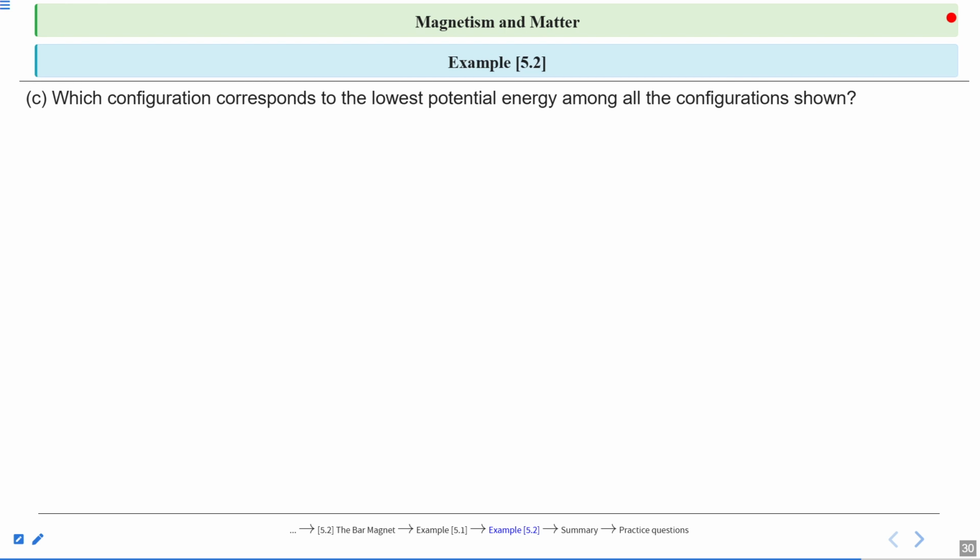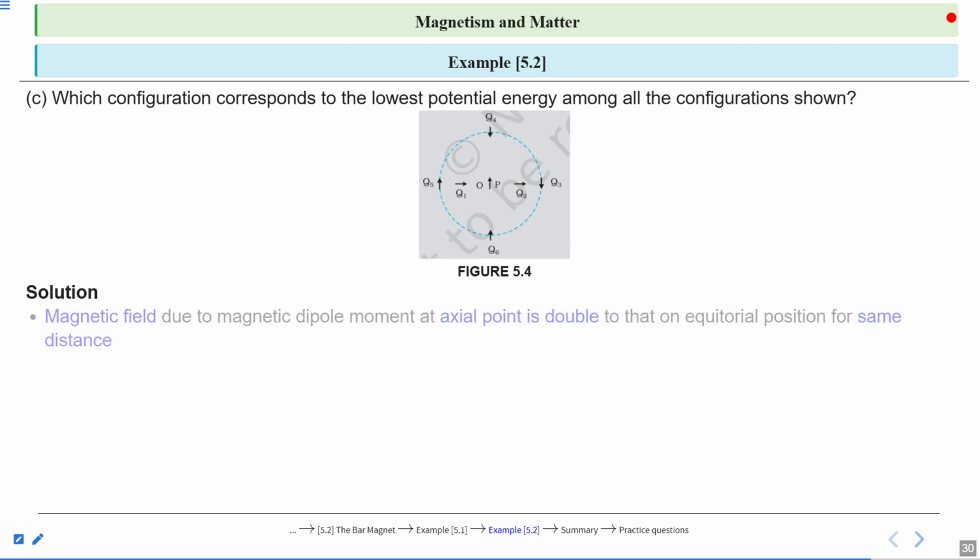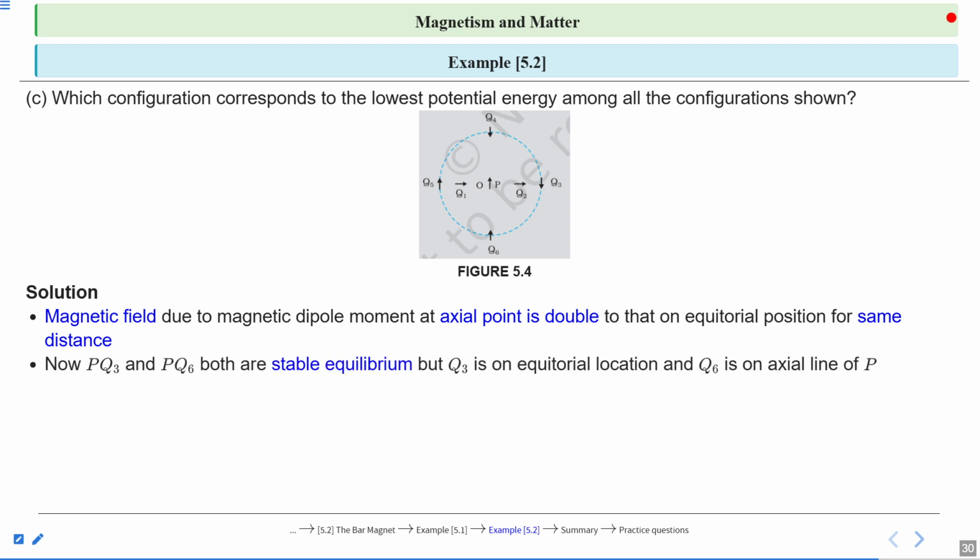C part. Which configuration corresponds to the lowest potential energy among all the configurations shown? So you have to determine the lowest potential energy among all the configurations. Let's see the solution. The magnetic field due to a magnetic dipole moment at the axial point is double. We have seen that the magnitude of the magnetic field at an axial point is double that at the equatorial position for the same distance, because there is a 2 in the numerator for the axial magnetic field.